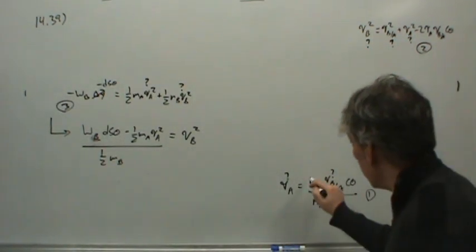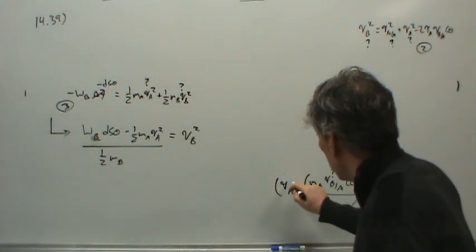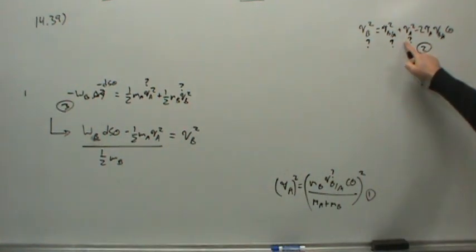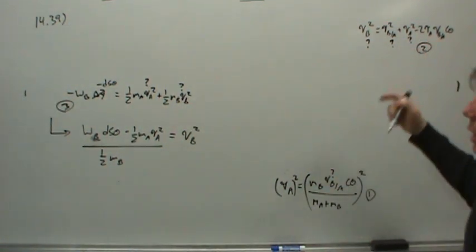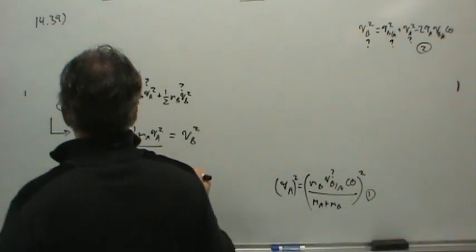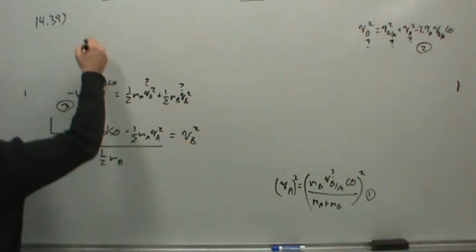I can also just square this equation and plug it in here where I need it, or not square it and plug it in there, you see? So let's write out the whole thing and then we'll solve it in Excel. So let's take this and expand it. We want velocity B squared.